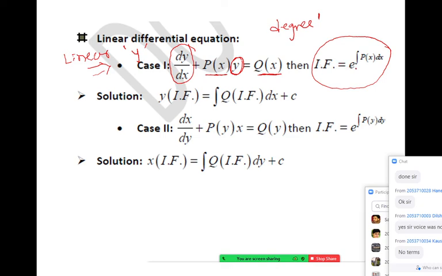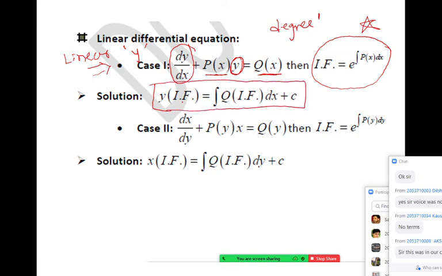The integrating factor is e raised to integration of p dx, for dy by dx plus py equal to q, and the solution is given by this formula. The formula is y into integrating factor equal to integration of q into integrating factor dx plus c, and that becomes the solution of that differential equation.